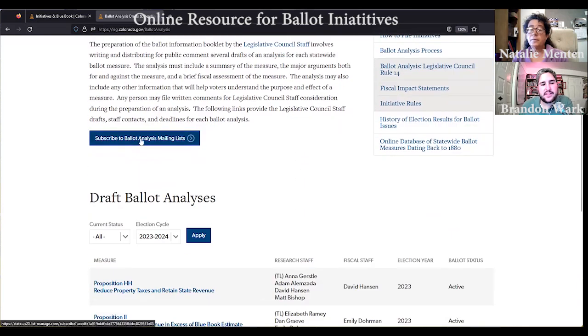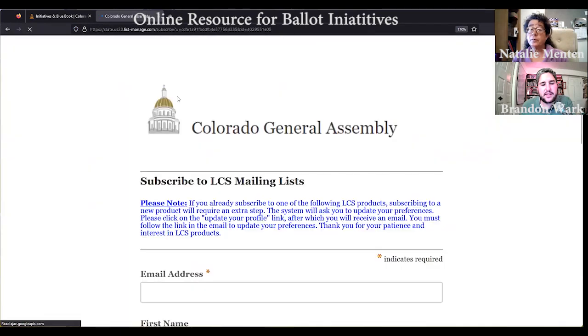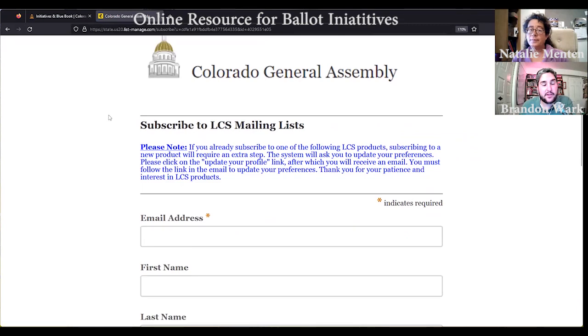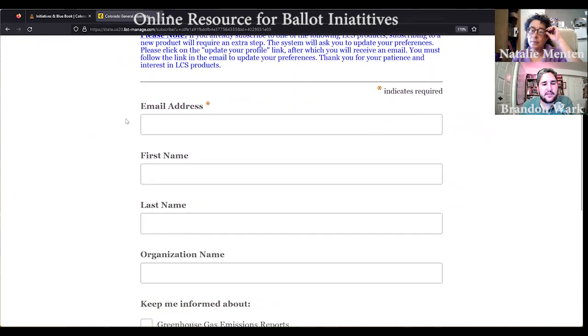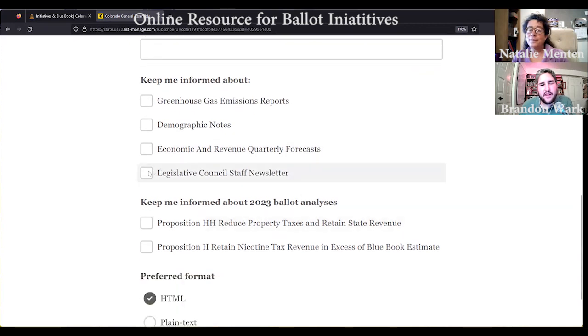So Natalie, as you mentioned previously, this is a great resource right here, this little button, subscribe to ballot analysis mailing lists. So it's going to take us to a different website here. This mailing list is great. I've signed up for several of these myself, some of the different newsletters that the Legislative Council staff sends out. So you just put your information in there. If you're curious about greenhouse gas emission reports, demographic notes, economic and revenue quarterly forecasts, Legislative Council staff newsletter, I really definitely recommend that one. They send out some great background and research that they've done, some reports, if you will, on different issues related to Colorado's political system.